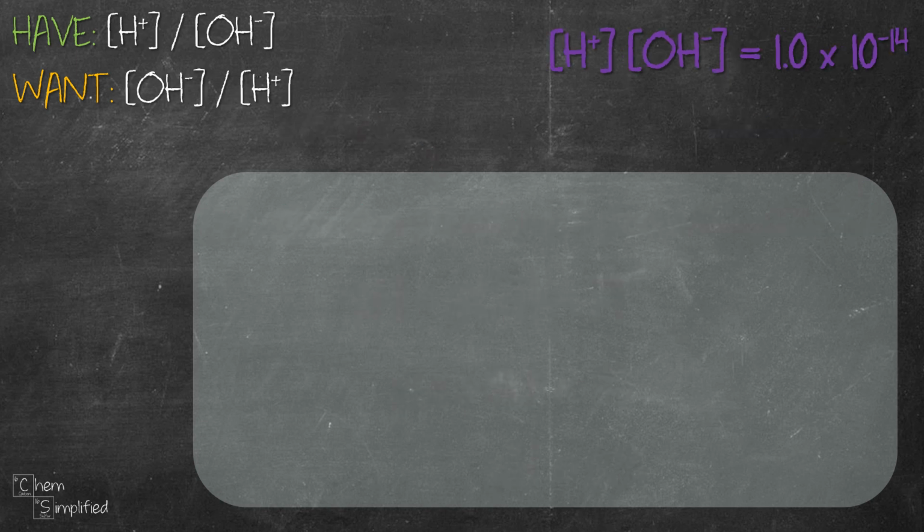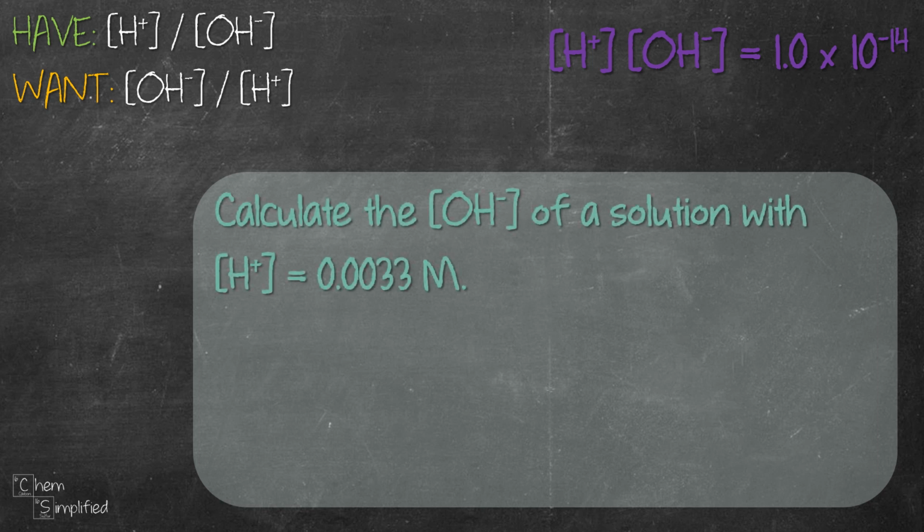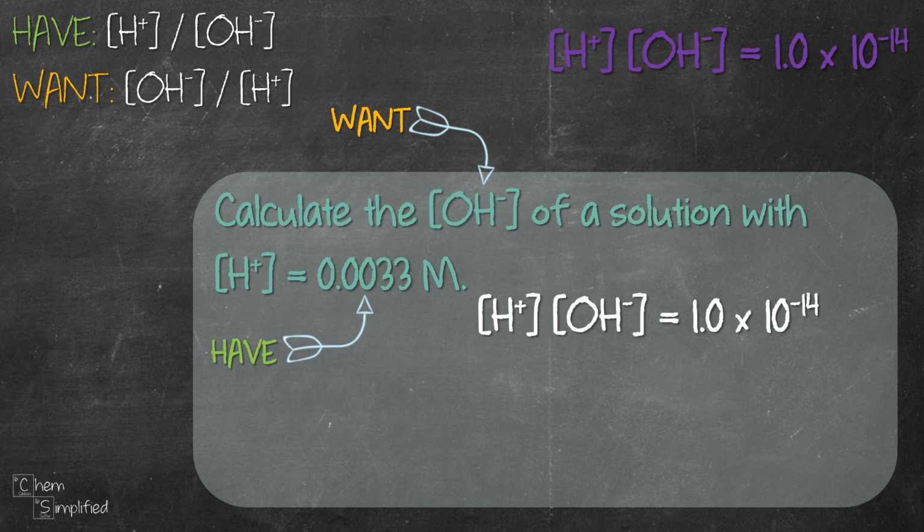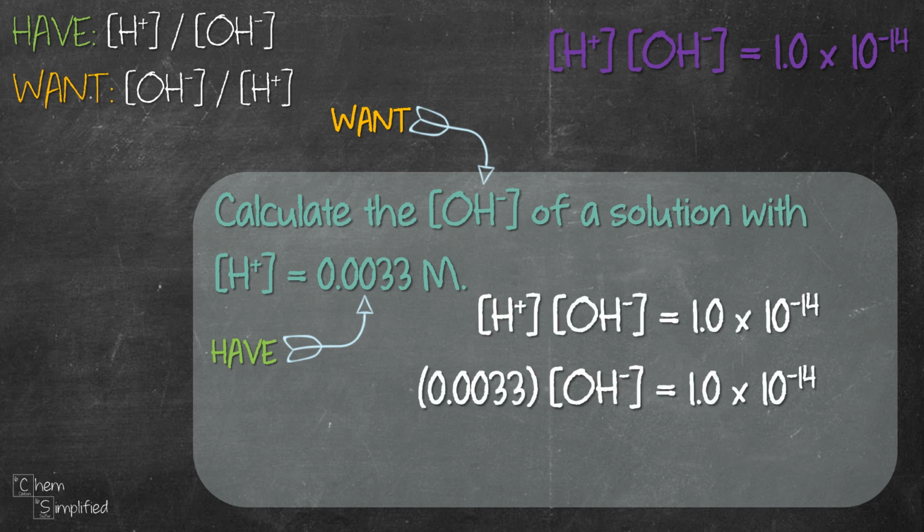Now, our final equation. Concentration of H plus times concentration of OH minus equals 1.0 times 10 to the negative 14. We use this equation when we have one of the concentrations and we need to find the other. In this case, we want to find the concentration of OH minus, and the question gives us the concentration of H plus. So we write out that equation, we plug in 0.033 for H plus, we do the math, and we get the concentration of OH minus equals 3 times 10 to the power of negative 12 molar.